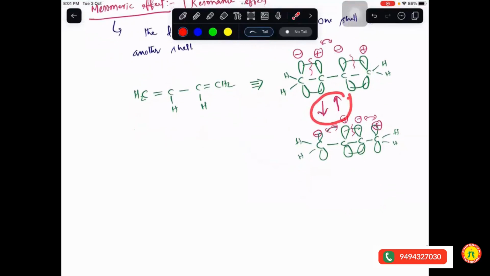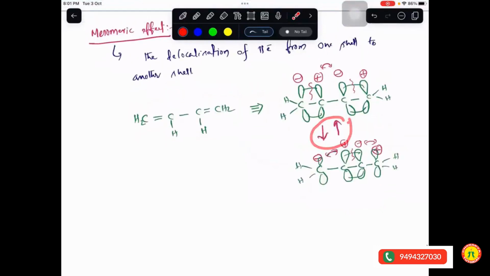So when is it possible? First you have to understand when the double bonds are in conjugation. Conjugation is nothing but alternate double bonds. See here, this is one double bond. After a single bond is another double bond. So these two double bonds are alternate bonds. When there are alternate bonds, then only it can form the conjugation. It can show the resonance effect like this.